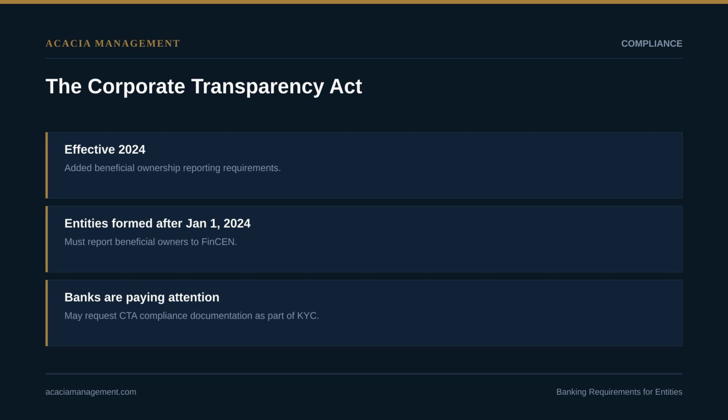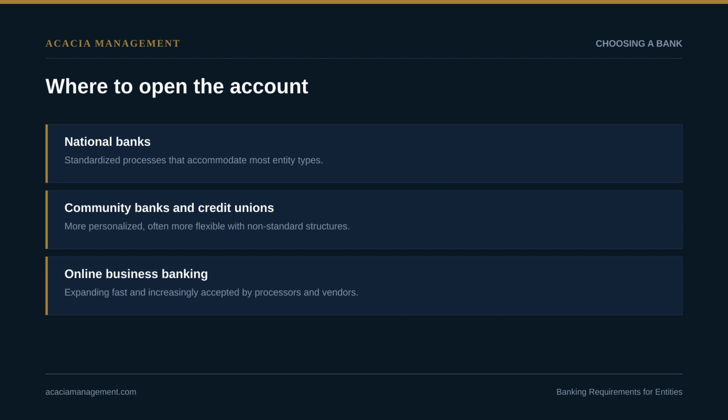The Corporate Transparency Act, which took effect in 2024, has added beneficial ownership reporting requirements. Businesses formed after January 1, 2024 must report beneficial owners to FinCEN. Banks are increasingly aware of this and may request CTA compliance documentation as part of their Know Your Customer, or KYC, process.